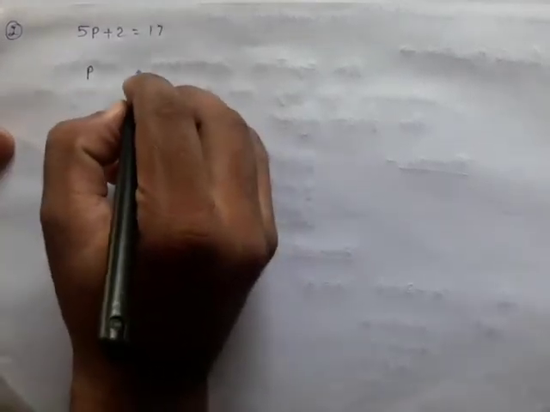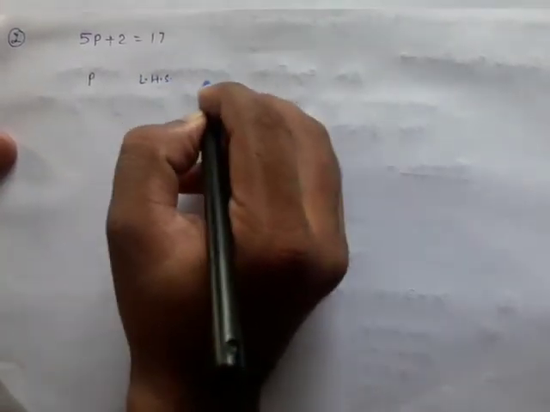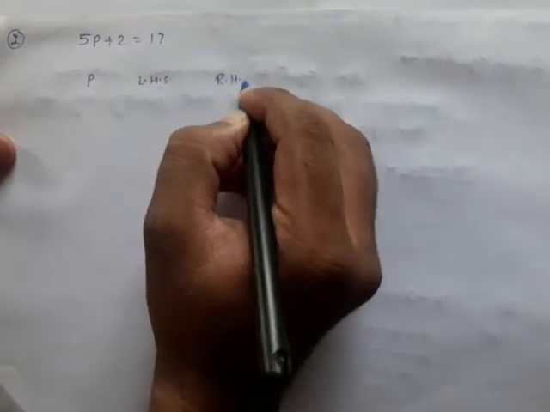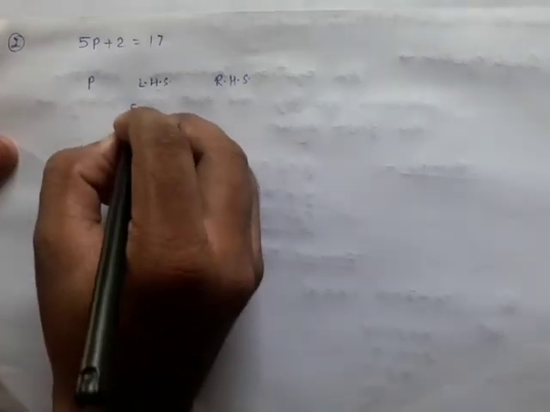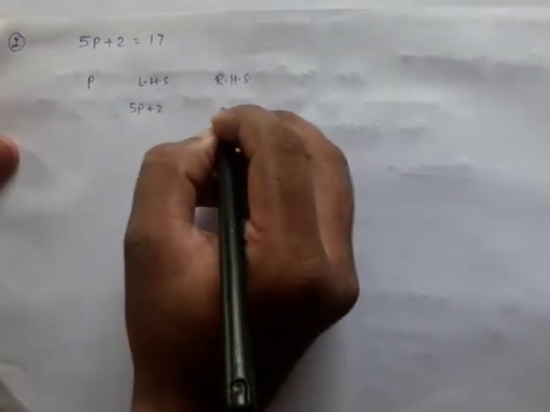5p plus 2 equal to 17. Find the value of p using trial and error method. Left hand side 5p plus 2, right hand side 17. Clear? Find the value of p.